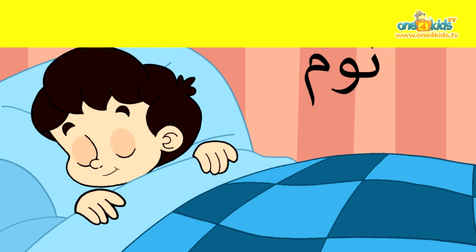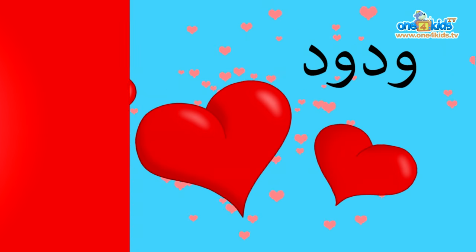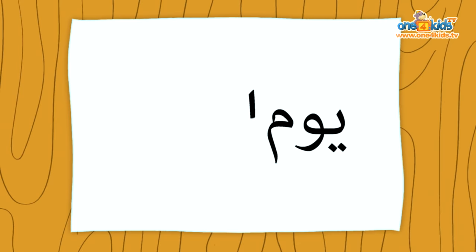Nun is for Noun, Ha is for Hidayah. Waw is for Wadud, and Ya is for Yawmuddin.